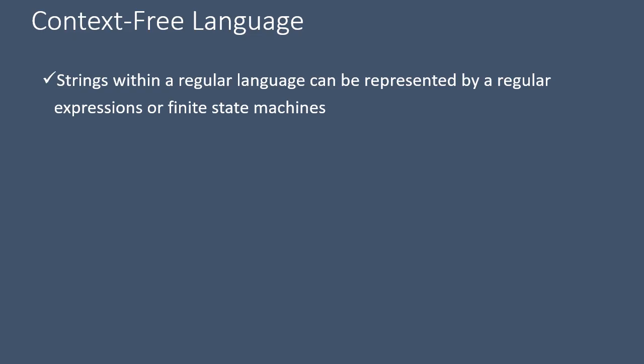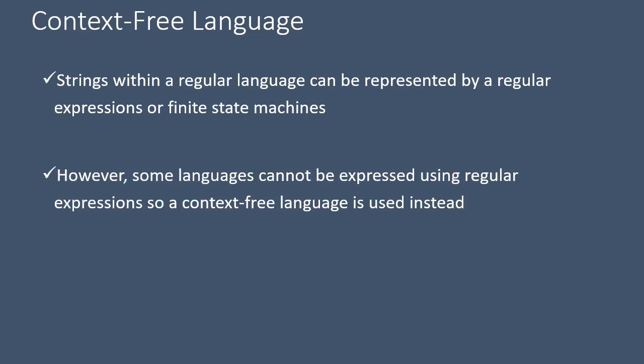Now, to understand context-free languages and why we need them, we first need to look at regular languages, where we might have strings within a regular language that can be represented using regular expressions or finite state machines. But there are some languages that are too complex and can't be expressed using regular expressions. So in this situation, we'd use a context-free language as an alternative.